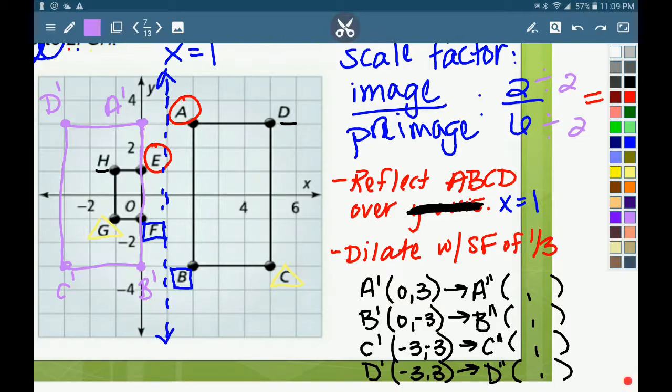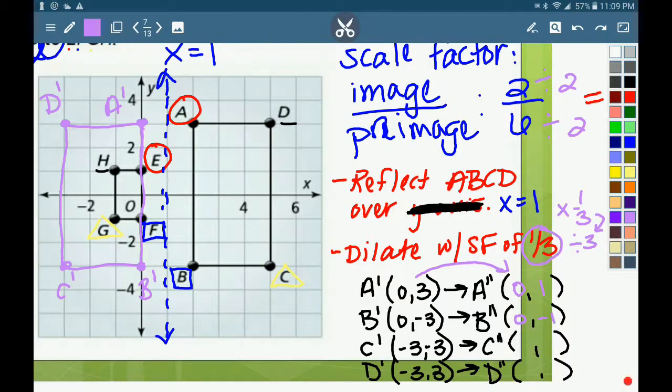And now all I'm doing is multiplying all these points by 1/3 to get the new points. And if you don't want to have to use a fraction, instead of multiplying by 1/3, you could also divide by 3. These two mean the same thing. Okay, so you can punch in 0 divided by 3, that's 0. 3 divided by 3 is 1. 0 divided by 3 is 0. Negative 3 divided by 3 is negative 1.